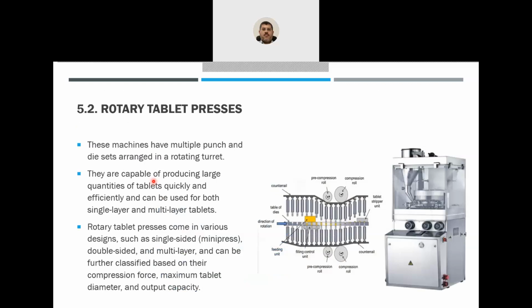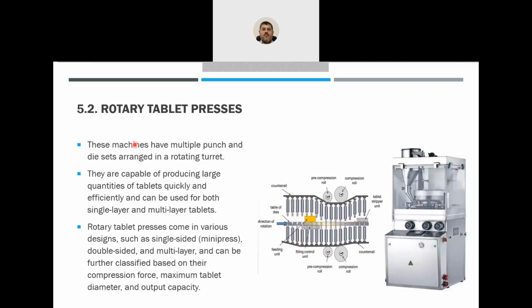So for production lines, we need a high capacity tablet press. So the rotary tablet press is the one that is used, and it contains rotating discs. As you saw in the practical before, you have an upper, lower, and middle disc. The middle disc contains the dies. The upper and lower discs contain the upper and lower punches, right?